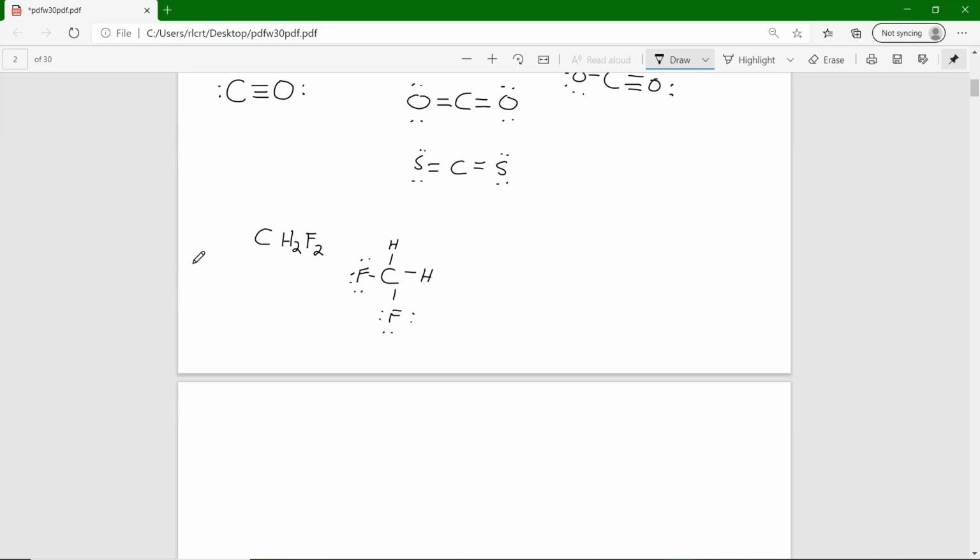and I can now finish it off. So carbon has 4 valence electrons, each hydrogen has 1, and each fluorine has 7. So I get 4 plus 2 is 6, plus 14 is 20. I see kids sometimes use calculators to add that. Really? Go ahead. You want to use calculators? Go ahead. 2, 4, 6, 8, 10, 12, 14, 16, 18, 20.